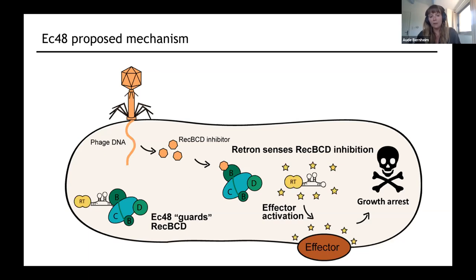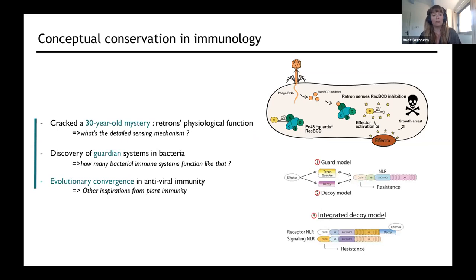And so in a nutshell, of course it was really cool to solve this 30 years old mystery. And there are still many, many questions to elucidate, such as the detailed sensing mechanisms, the role of the msDNA, and what other retrons guard or sense. This is still to discover. But it was super nice to discover the existence of guardian systems in bacteria. And this matters in many aspects. First, because we now have methods and tools to discover more guardian systems. So maybe we can elucidate other defense mechanisms using this type of experimental approach we've been using.